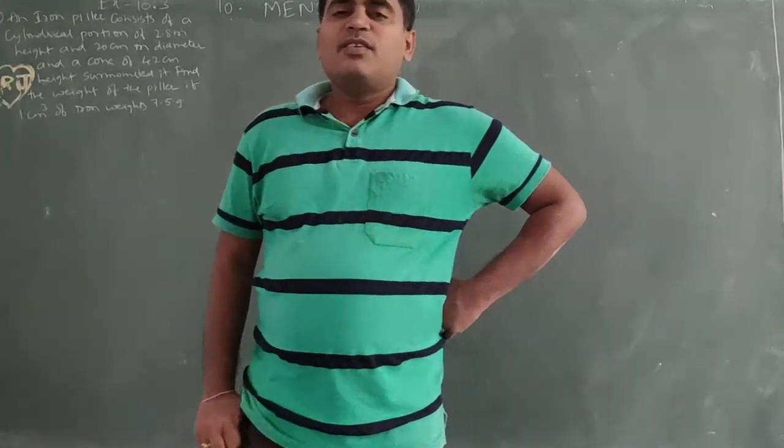First, the iron pillar which contains a cylinder as well as a cone. Solution: the iron pillar is in the shape of a cylinder surmounted by a cone. Here weight is nothing but we need to find out the volume. So the height of the cylinder equals 2.8 meters, but since it is per centimeter cube, I want to convert into centimeters. 2.8 into 100 equals 280 centimeters. Height equals 280 centimeters.